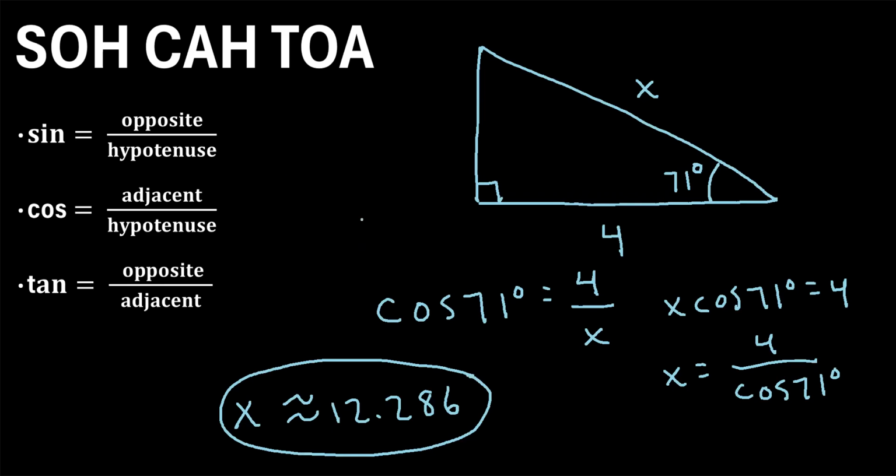So those were just a few examples of how you can use the acronym SOH CAH TOA to solve for side lengths and missing angles in a right triangle.